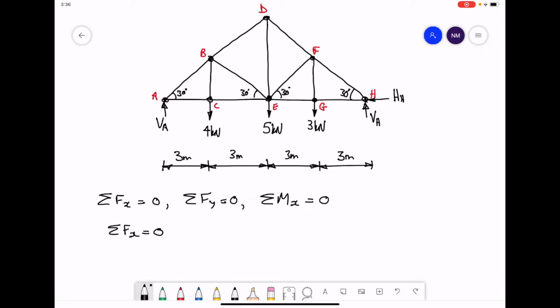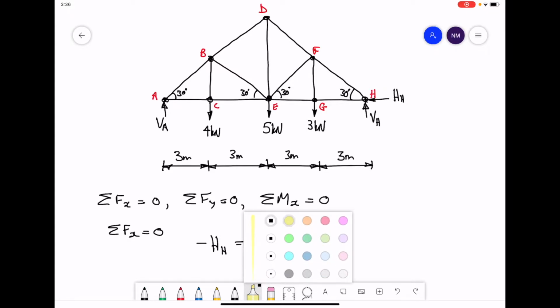We only have one horizontal force. It is HH. The arrow is pointing to the left, therefore it is negative. That is the only horizontal force applied. For equilibrium, it must add up to give you 0, or HH equals 0. That's our first reaction force worked out.